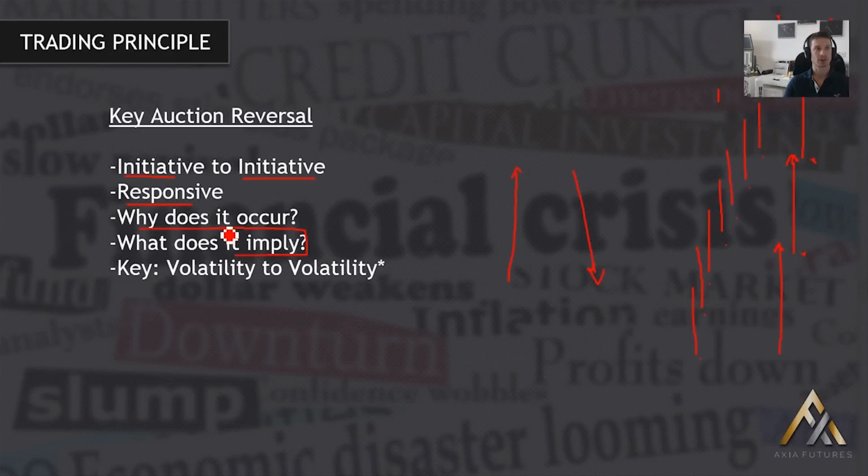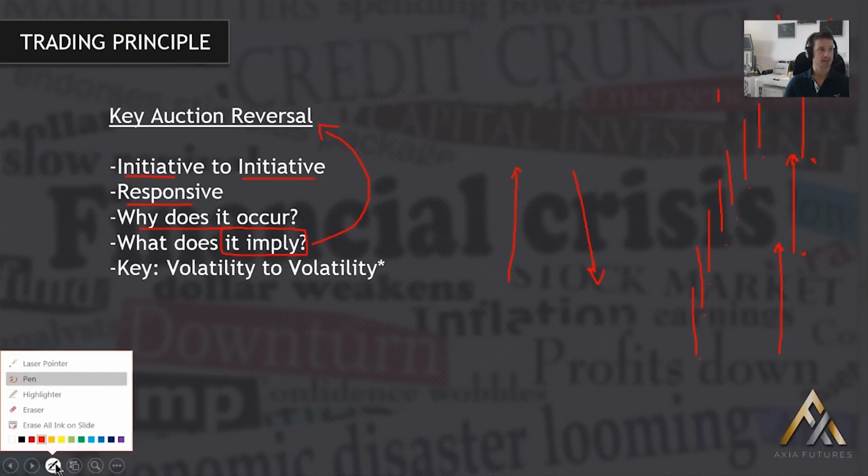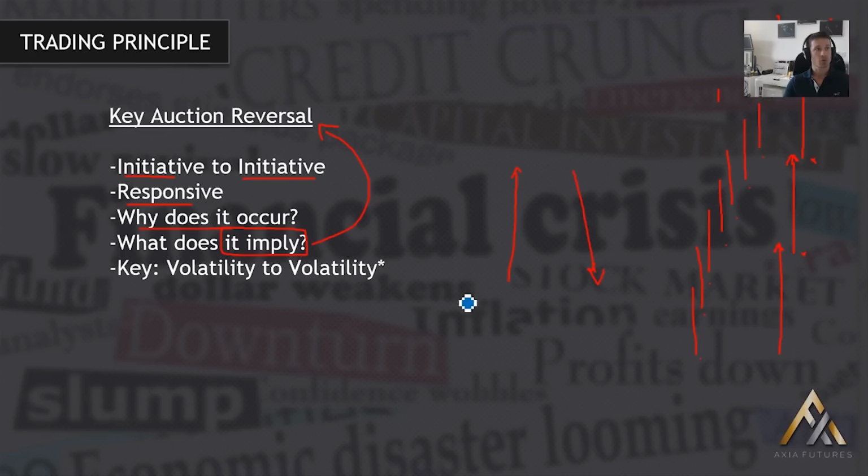Okay, so what does it imply? And this is the real key, you know, why am I going over this principle? What does a key auction reversal ultimately imply? Okay, ultimately a key auction reversal is now where we have initiative in one direction. I'm just going to change colors here, guys, so I can really illustrate this. Okay, so initiative or key auction reversal, simply where we get in one direction, we now get initiative. Okay, so very similar, either one of pattern one or pattern two.